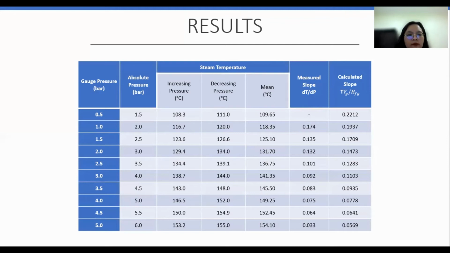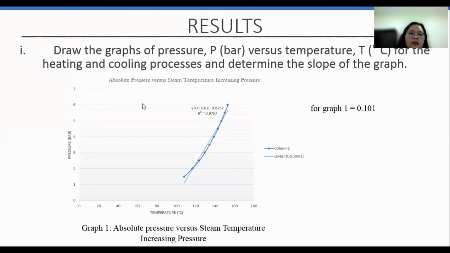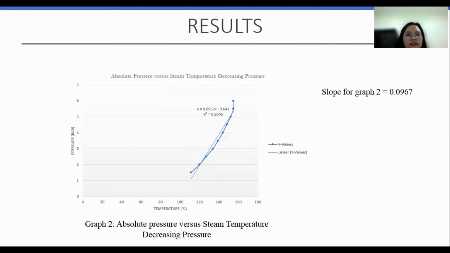In the result, we are required to draw the graph of pressure in bar versus temperature in Celsius for the heating and cooling process to determine the slope of the graph. So here is the absolute pressure versus steam temperature for increasing pressure. This is the heating process graph. The slope for the graph is 0.101, while the next graph is absolute pressure versus steam temperature in decreasing pressure. This is the cooling process graph. The slope for the graph is 0.0967.